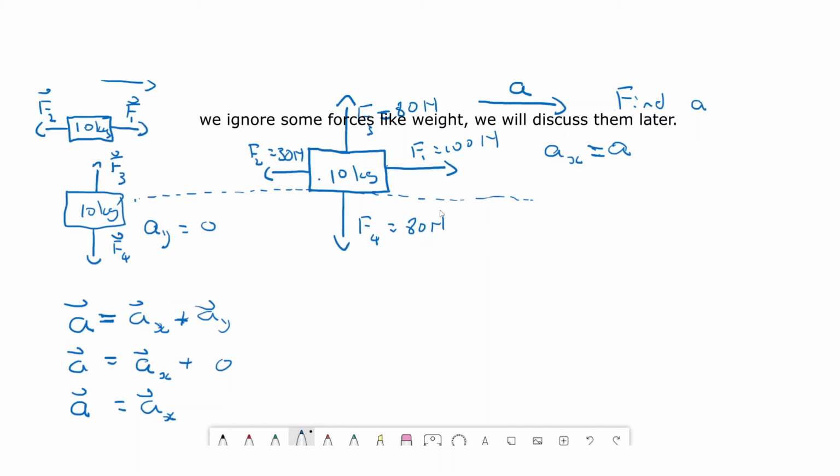Now since I have this, let me start doing the calculations. I'm going to sum all the forces in the X direction, and they are going to be equal to MA in the X direction. So what are the forces that are in the X direction? It's F1 and F2. F1 is positive, so I'll put F1 as positive. Then it is F2, but F2 is negative because it's facing that way. I always take X as positive and Y going up as positive all the time.